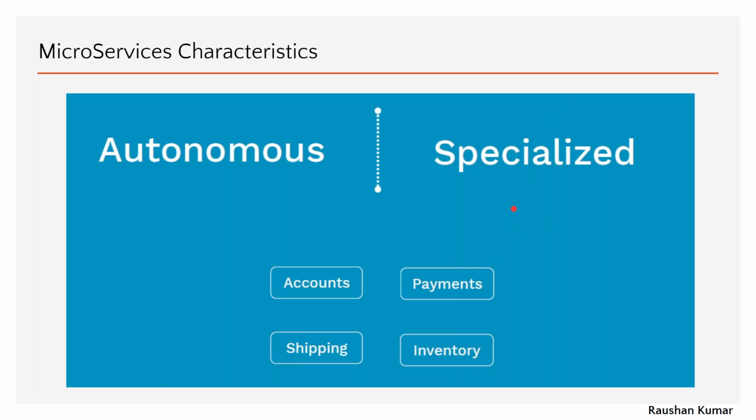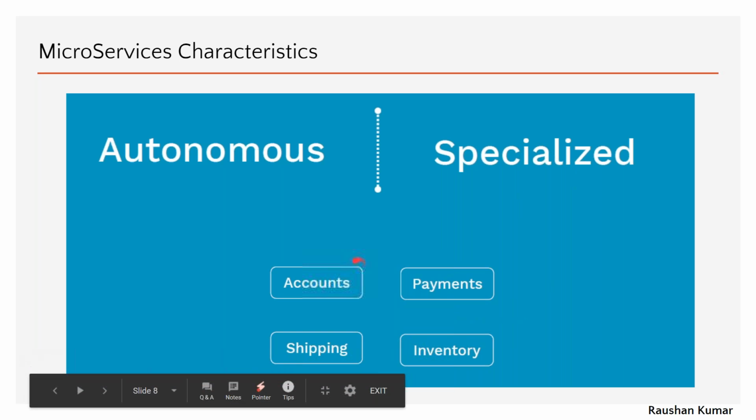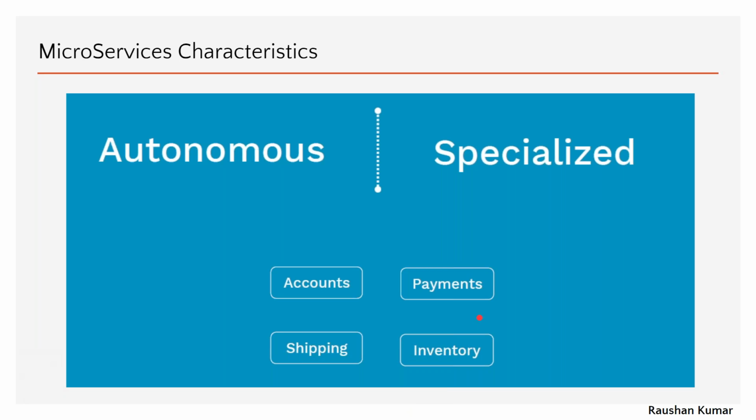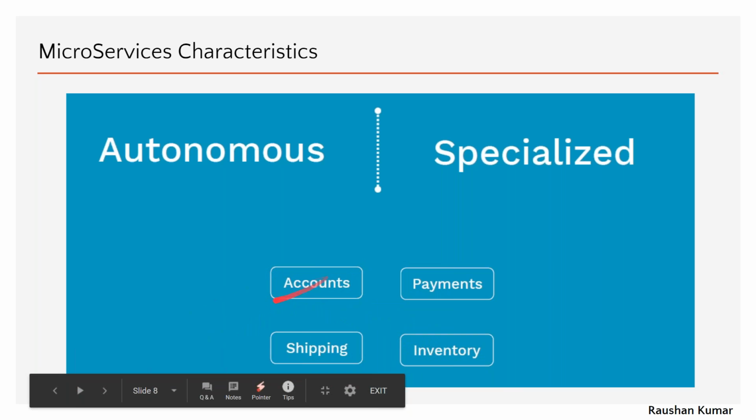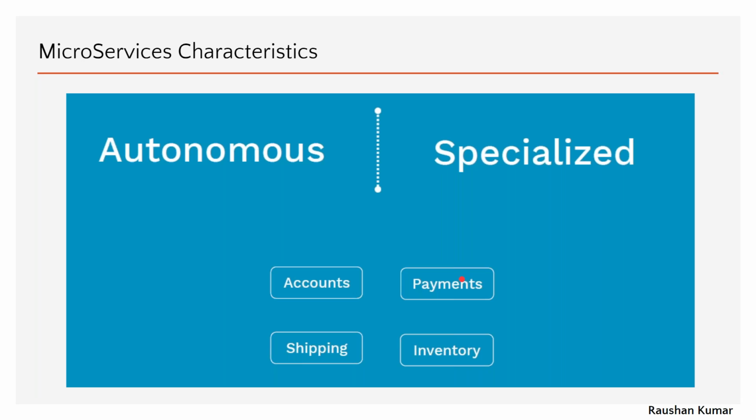When I say autonomous and specialized, I mean that accounts, shipping, payments and inventory are now not tightly coupled. Not tightly coupled means I'm not using the code of accounts in shipping. There are fewer dependencies among all these modules. That's the intention, and each microservice is specialized for that particular activity.